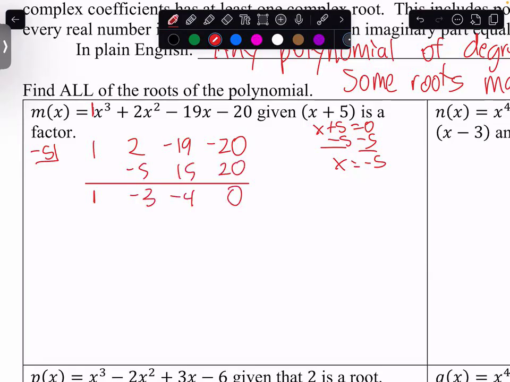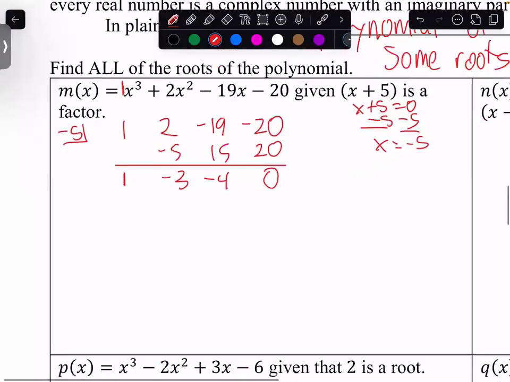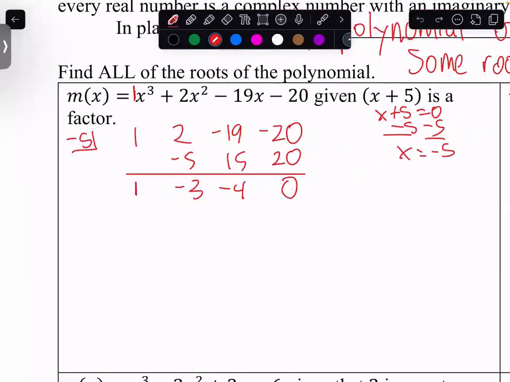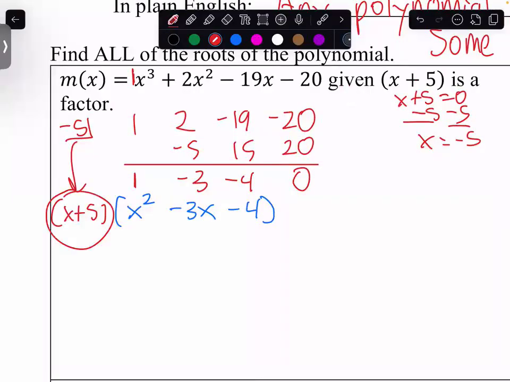Okay, so yes, x plus 5 is indeed a factor. Let's go ahead and turn the bottom row back into a polynomial. We started with x to the third, so this gets knocked down to x to the second. So 1x squared minus 3x minus 4 as a constant, no remainder. And don't forget, when you divide by synthetic division by -5, you're actually using a factor of x plus 5. So let's leave the x plus 5 alone, but let's try to factor the blue part further.